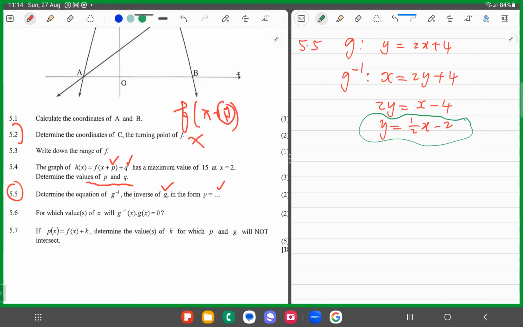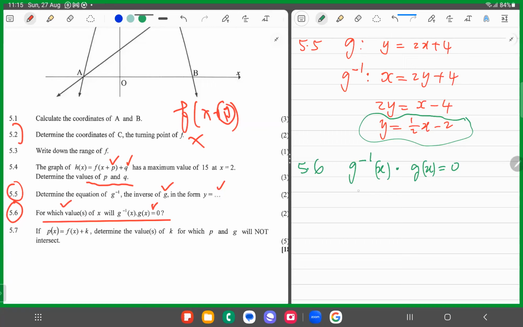Now, you look at the next one, 5.6. Right. For which values of x will this be the case? For which values of x will this product be equal to 0? Right. So now you need to look at these. So you need to multiply them.